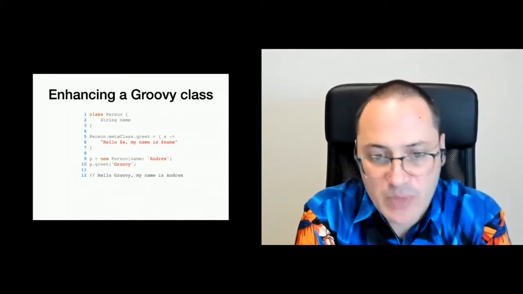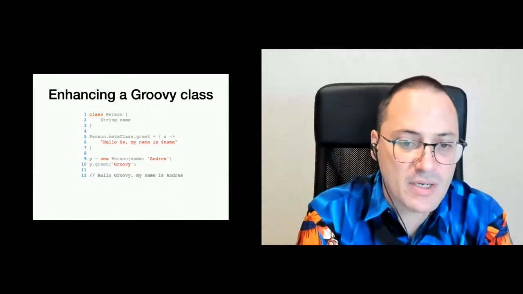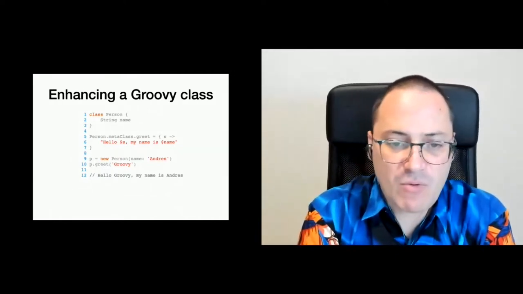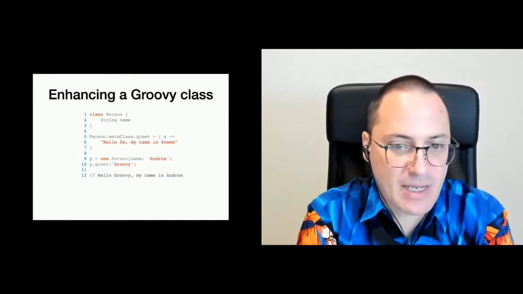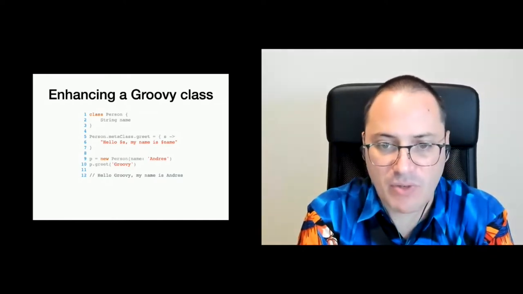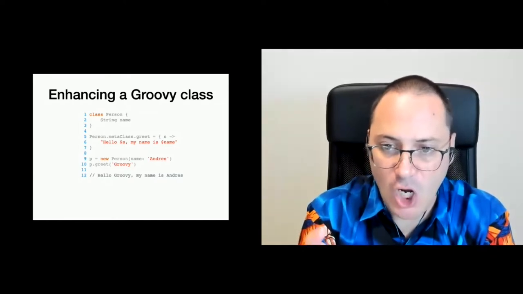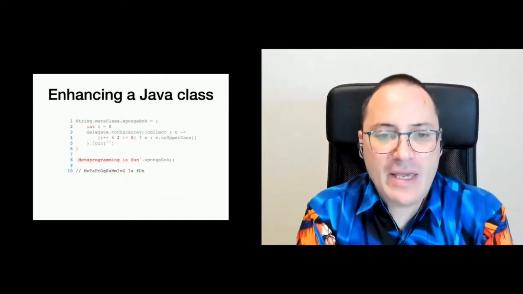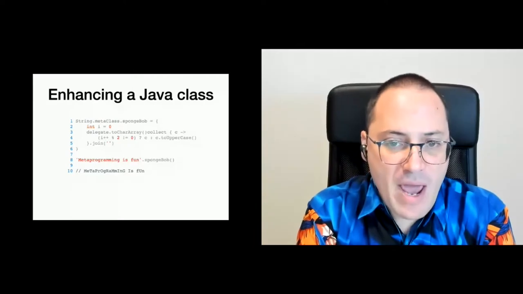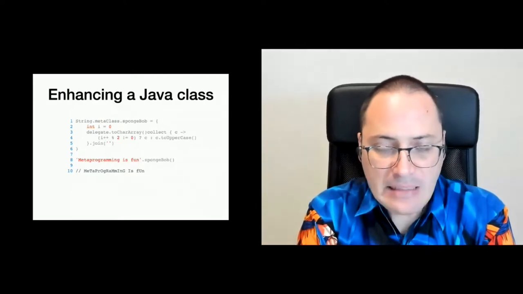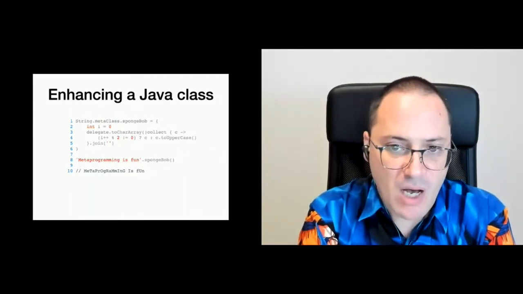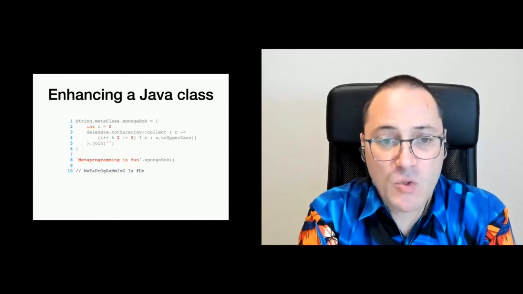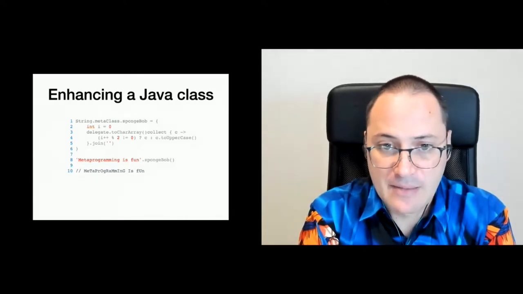And surprise, surprise, it turns out that the greet method works because, again, the Groovy runtime will ask the meta class if there's anything that can be done. In this case, it matches the greet method and then invokes that particular closure. You can also enhance a Java class in the same way. For example, here, by adding a new method called spongeBob, if you're familiar with the meme, to the Java Stream class through its meta class.